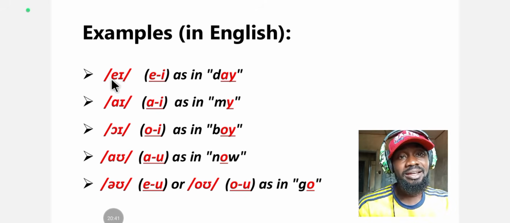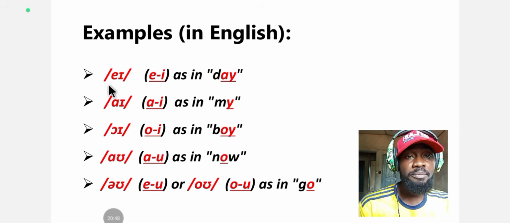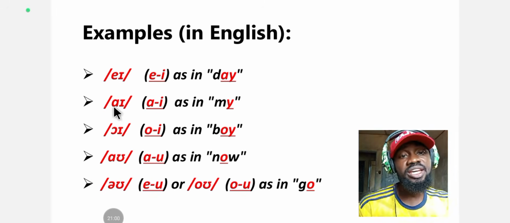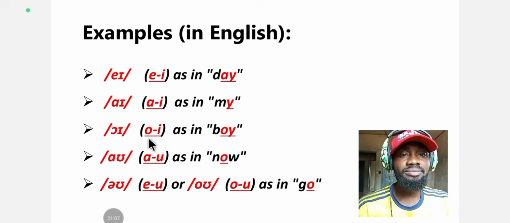Like I told you before, I already explained some to you. All the letters you see here represent pure vowel sounds. For example, this one here represents A or E. The next represents E or I, depending on the pronunciation. And so on and so forth.